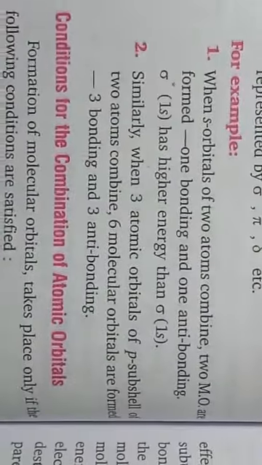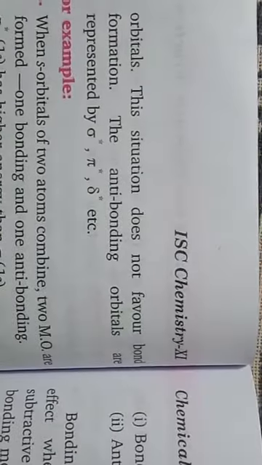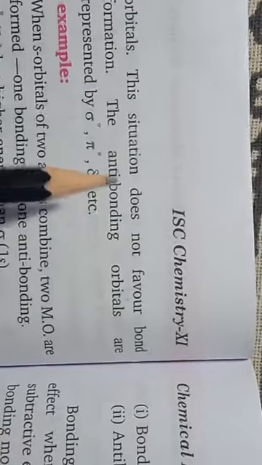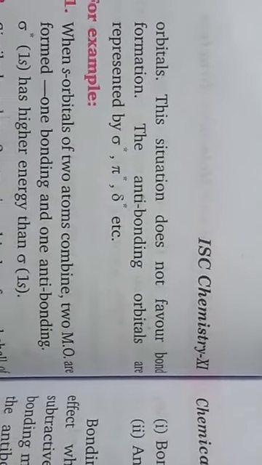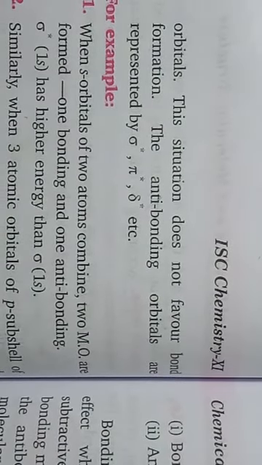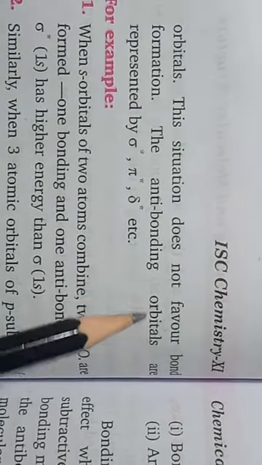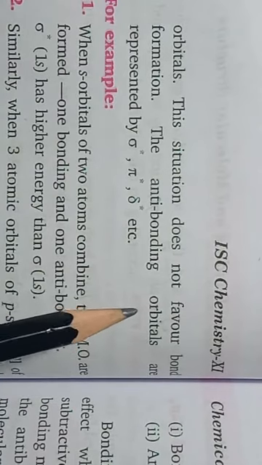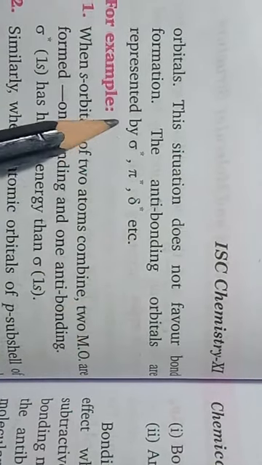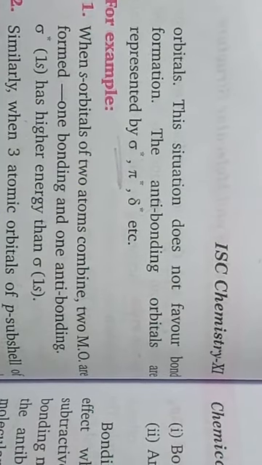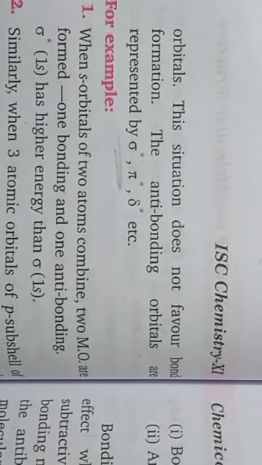Okay, students. So this situation does not favor bond formation. So anti-bonding molecular orbitals are not going to support the formation of a bond or the formation of a molecule. The anti-bonding orbitals are represented as pi star, sigma star and delta star, etc. Okay, students.